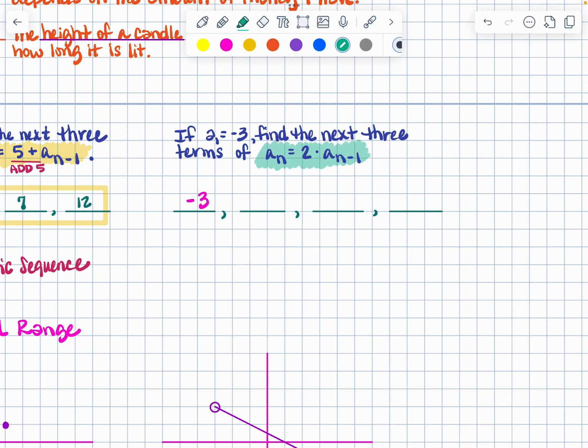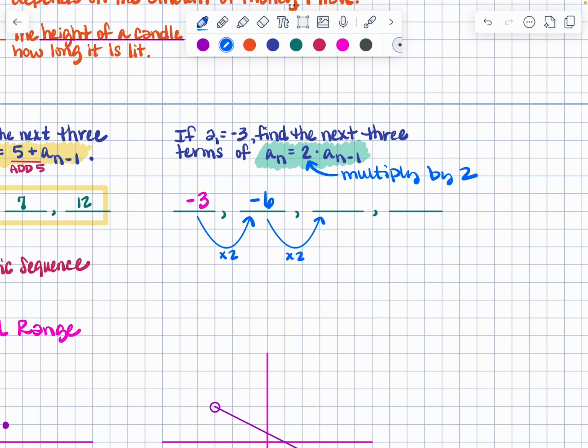His rule is telling us that in order to find each term, we take the term before it and multiply by 2. Multiply by 2. So I'm going to take my first term and multiply by 2, which is going to give me -6. Right? Then I'm going to multiply by 2 again.